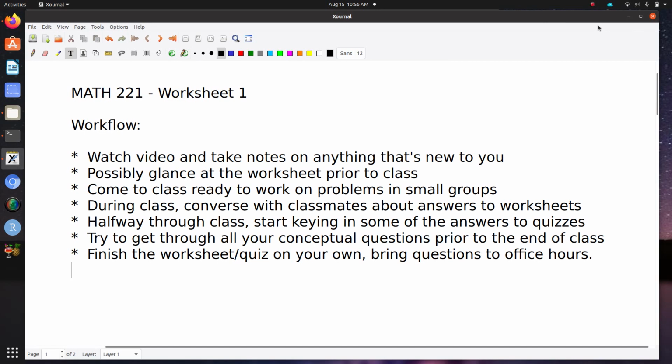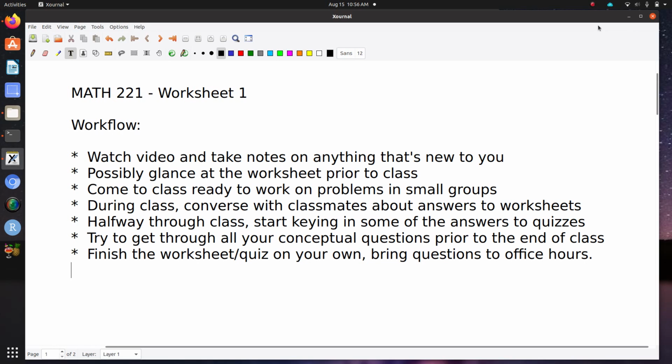Then you come to class ready to work on the problems in small groups. When I open up class, I'll only spend a couple minutes taking attendance and saying good morning to everybody and making sure everybody's ready to go off into their groups. At that point, if there's some major question that has come up in office hours repeatedly, I might address it there, for example. But within a few minutes, you're going to be broken out into your small groups. During that class time, you're going to converse with your small groups about the answers to the worksheets, and you're going to work on those problems.